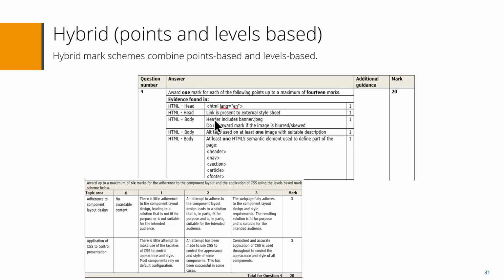The example here also a lot of tolerance. Header includes a JPEG, all right, but do not award if the image is blurred or skewed. In other words, there is an element of quality there as also implied.